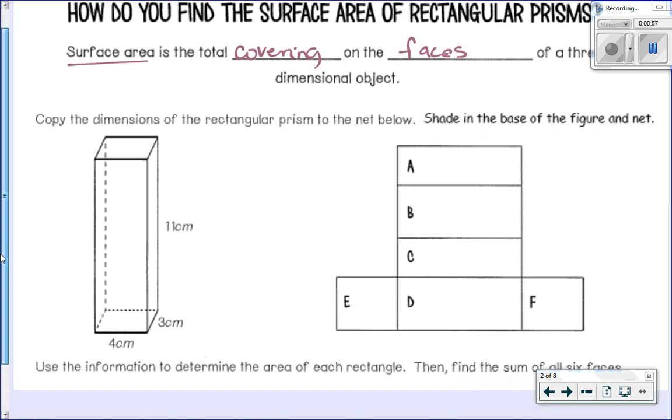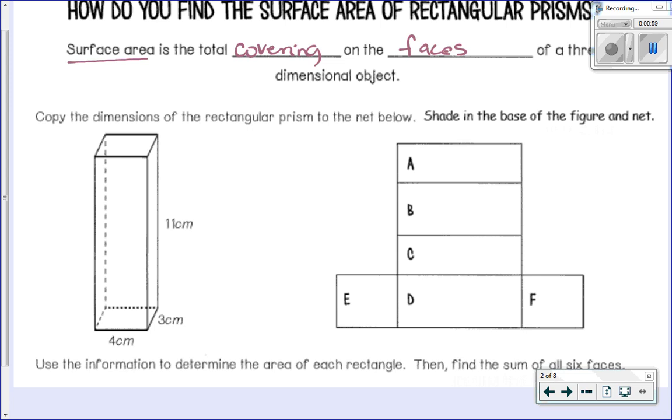So here is a rectangular prism here. Okay, it says to copy the dimensions of the rectangular prism to the net below. It does say shade in the base of the figure and net. Since we're finding total surface area of a rectangular prism, it really doesn't matter which side is your base. Where it does matter is when it's lateral. Okay? So if this is our base, the opposite side is also the base.